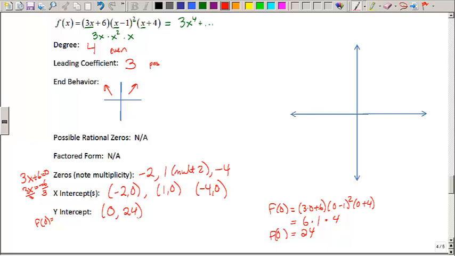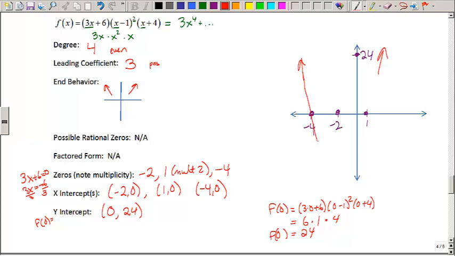Now I can take all that information and graph my polynomial function. I'm going to list my zeros, negative 2, 1, and negative 4. I also have a y-intercept of 24. And don't forget that your 0 at 1 is a multiplicity 2, which means it's going to bounce. Looking at my end behavior, I know I'm going to be up and up. Coming from the positive infinity, I need to hit the negative 4. Because the negative 4 has a multiplicity of 1, my graph passes through it.